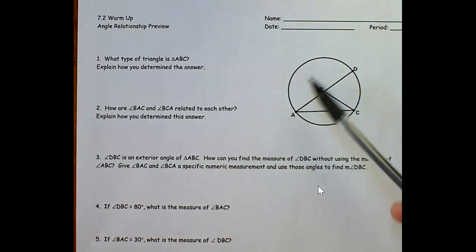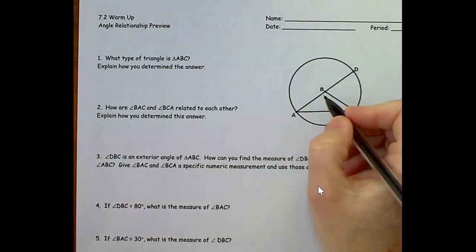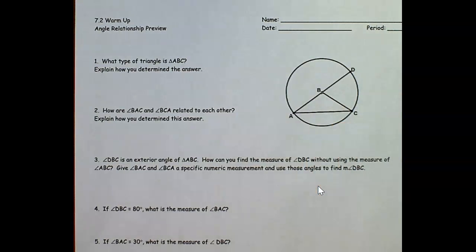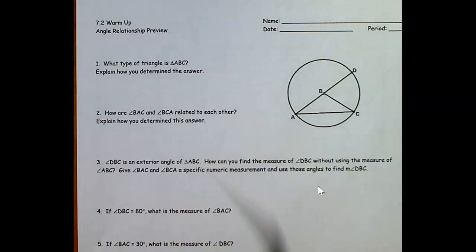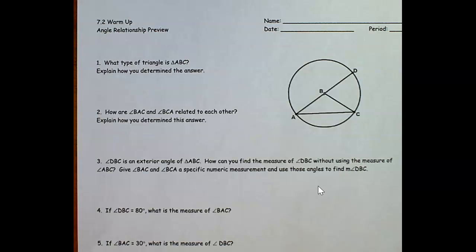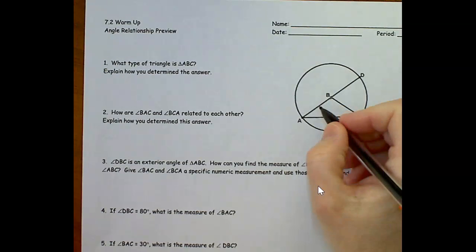Okay, so if we look, we have a circle here. The center is going to be B. They're going to ask us some questions about this. The first question they're going to ask is, what type of triangle is triangle ABC? And explain how you determine your answer. So the cool thing is we're going to go back to some geometry stuff that we talked about first semester.